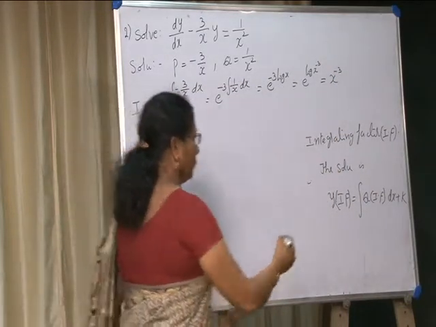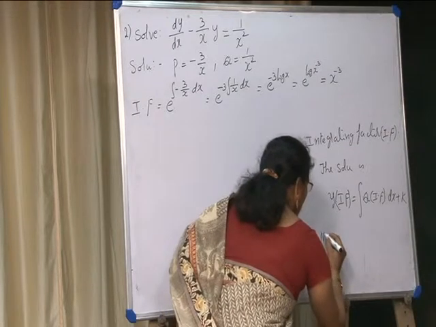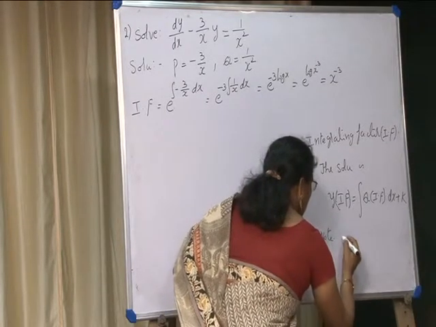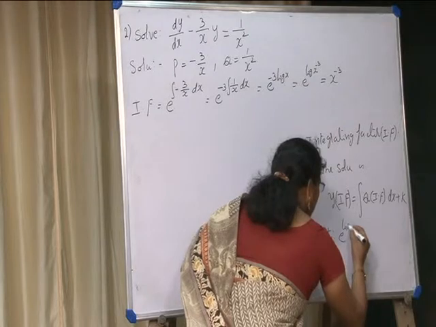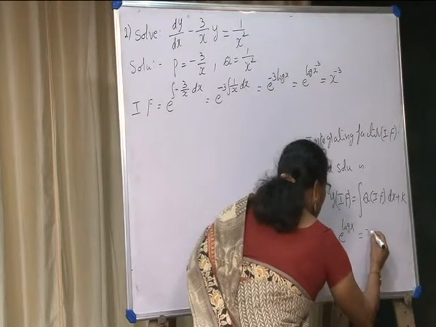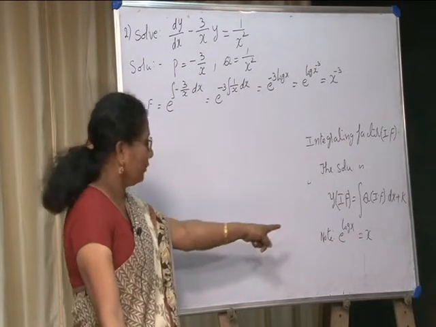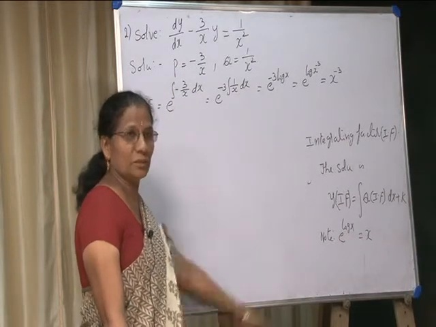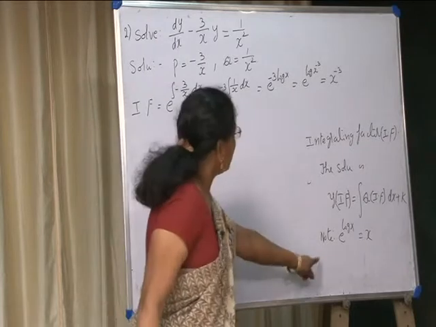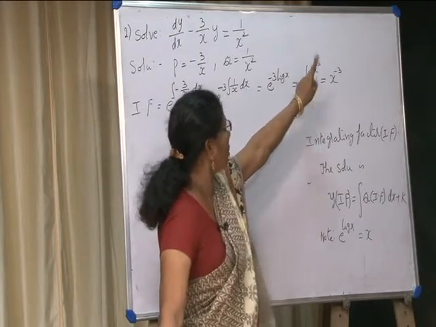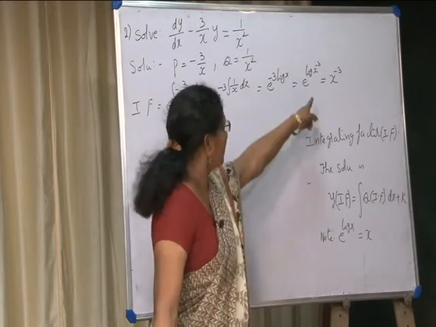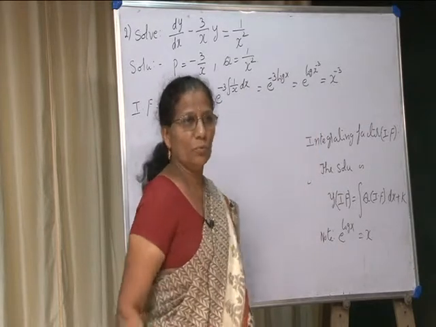Remember that note: e to the power of log x is equal to x. This is very important in linear equations. Whenever we get e to the power of log x, that is equal to x. According to this, e to the power of log of x to the power of minus 3 is equal to x to the power of minus 3.